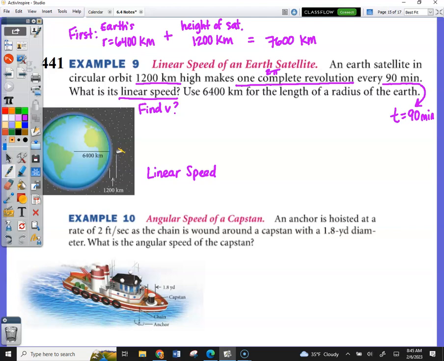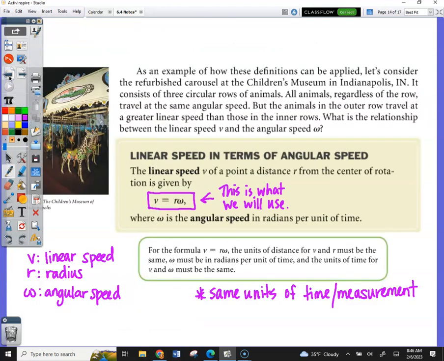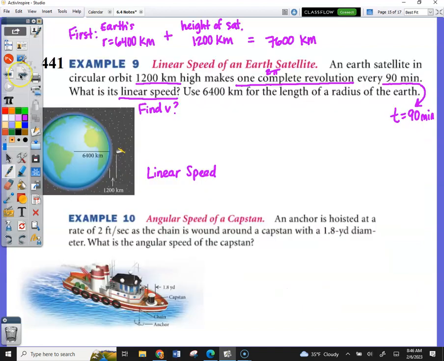All right, so linear speed with angular speed in mind is what formula? V equals, we'll just say R omega, right? Okay, so I'm going to write that down. V equals R times omega. That's what it told me to find. Do I know R? What is it? 7,600 kilometers. It's important to write your units of measurement, by the way. Omega.